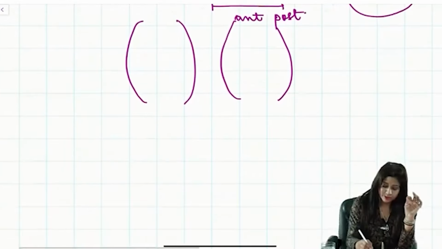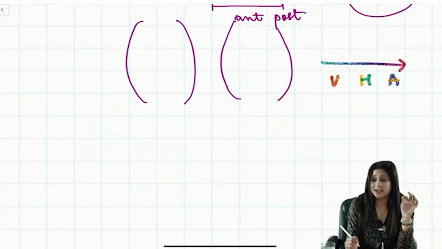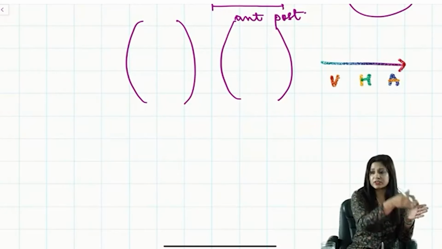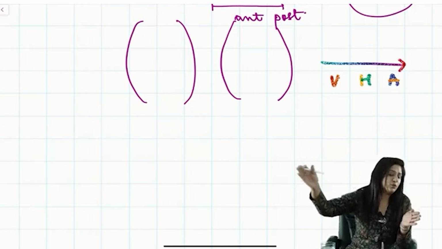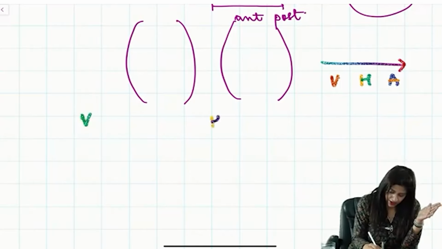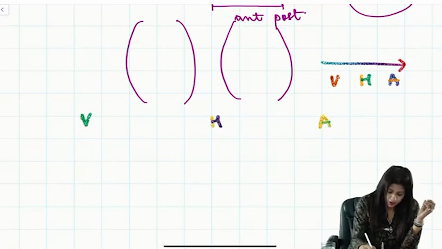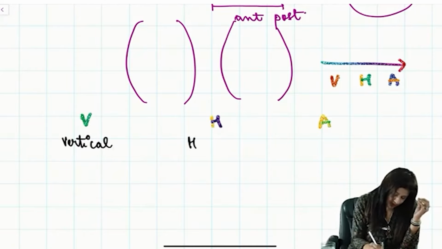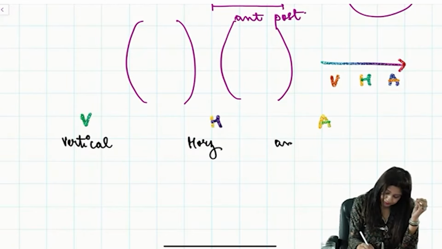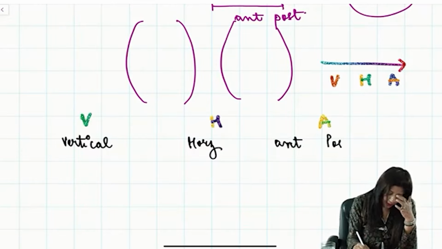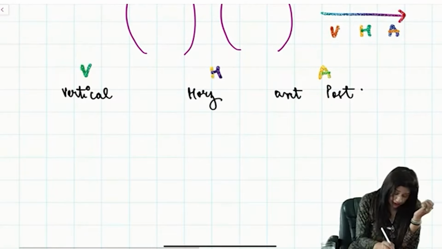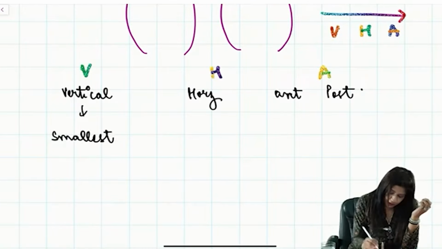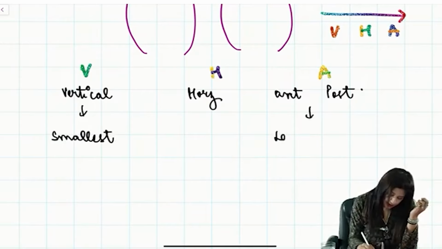ठीक है, तो अब we have a common order that is VHA, मतलब vertical is smallest followed by horizontal followed by anteroposterior. So you have V, then we have H, and then we have A. V for vertical, yes, smallest है, horizontal, and then is the anteroposterior. V for vertical is the smallest, followed by horizontal, followed by the anteroposterior.